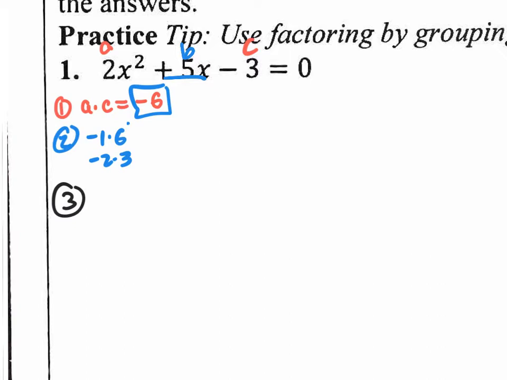-1 and 6, right? -1 and 6. If we combine those two together, -1 plus 6 really does give me 5. I don't need to change any signs. This is what I want. This is my winner right here. So let's rewrite the whole thing.